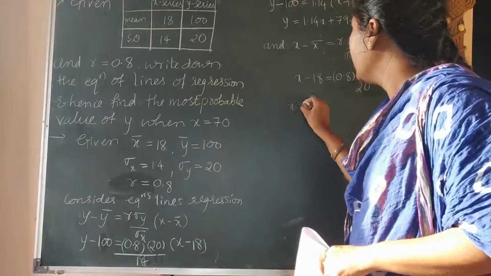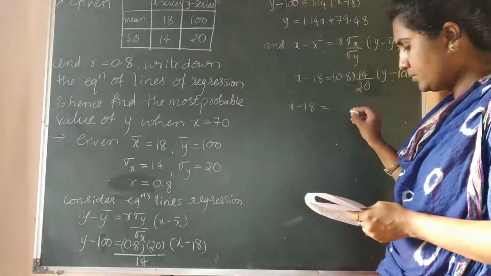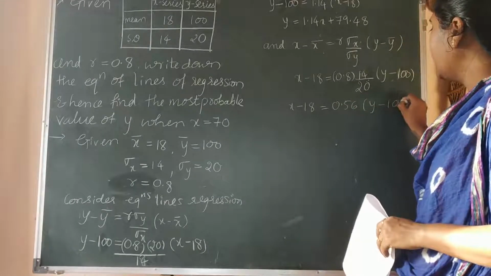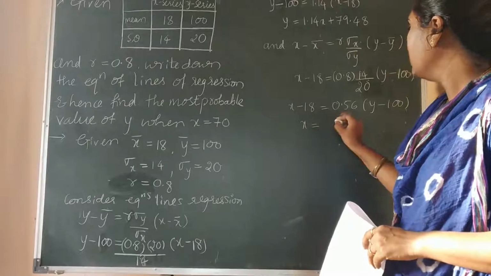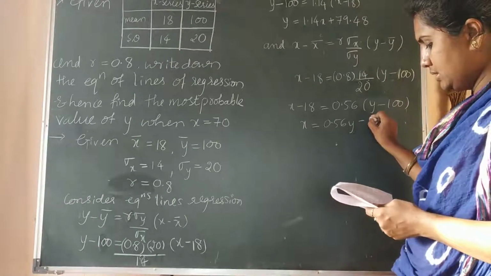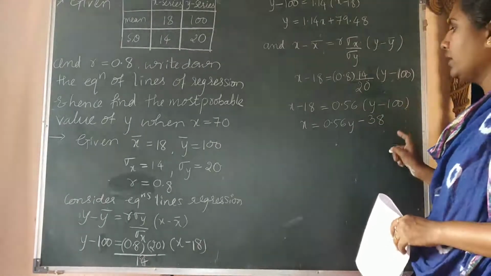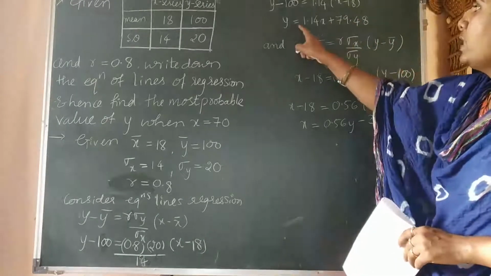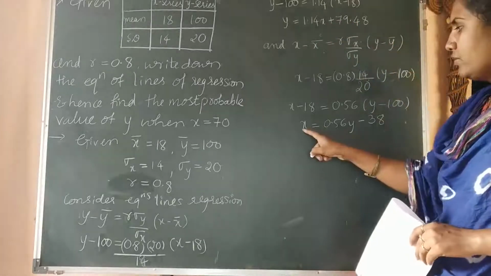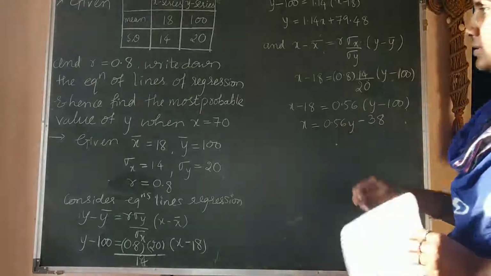After simplifying, here we are getting x minus 18 is equal to 0.56 into bracket y minus 100, or x is equal to 0.56y minus 38. This is one more required equation of line of regression. Okay. The first one is y is equal to 1.14x plus 79.48. The second equation is x is equal to 0.56y minus 38. Okay, this part is over.